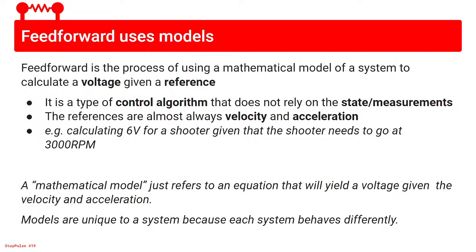So just an example of this with real numbers and real mechanisms. If you calculated 6 volts for a shooter, given the fact that you want the shooter to go at 3,000 RPM, you can feed that 6 volts to the shooter. And we'll talk about how that's calculated on the next slide. But the mathematical model here, in quotes, is just an equation that when you plug in the desired velocity and acceleration, it'll give you back the voltage, and that voltage goes to the motor. Every mechanism on your robot will have a slightly different equation, or maybe not a different equation, but different numbers, coefficients in that equation, because each system on your robot behaves differently, with different physics.